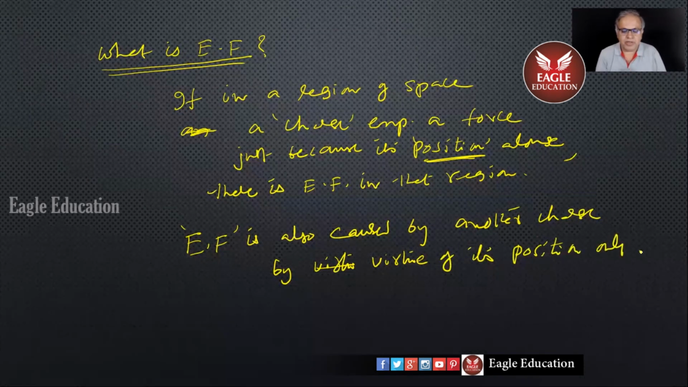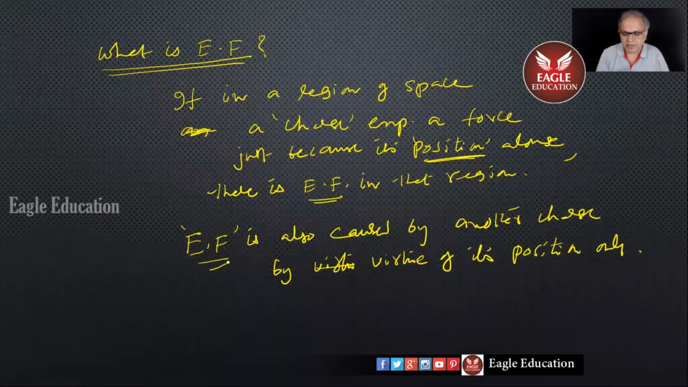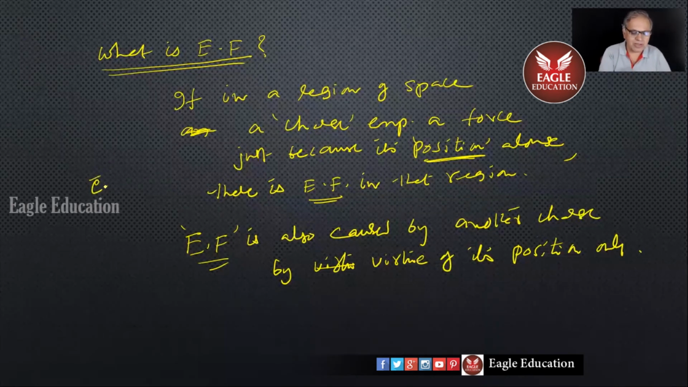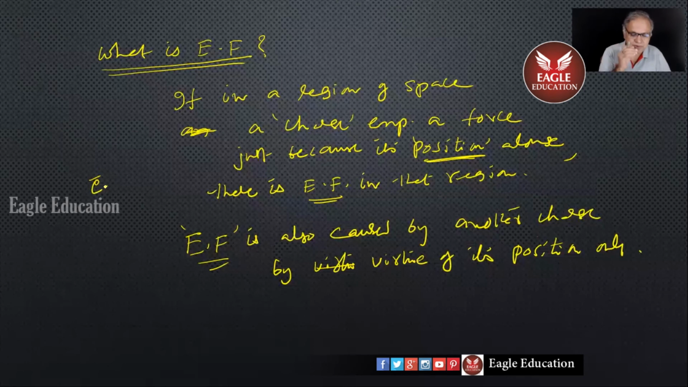So this is about the electric field and the cause of electric field. The fact that an electron is there in space, it has got electric field around it. Whether it moves or not, that's not an issue. Even if it moves, there is electric field. Even if it is stationary, there is electric field. That's what I mean by virtue of its position alone.